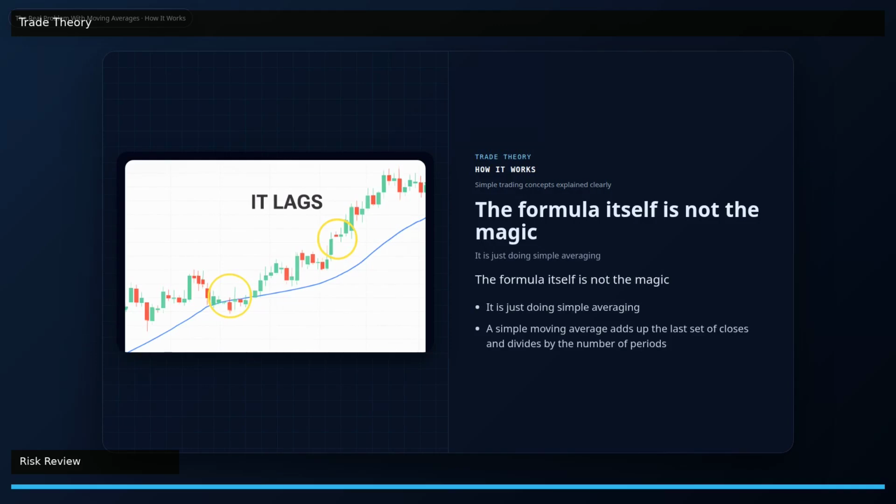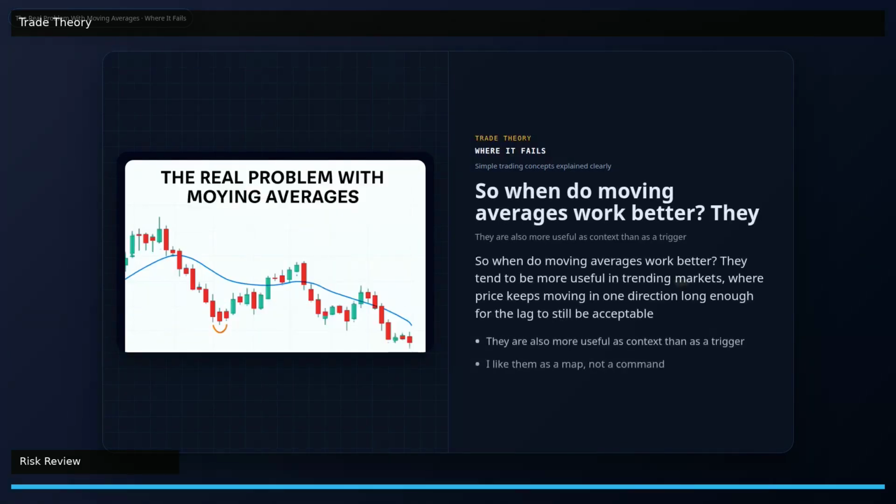So when do moving averages work better? They tend to be more useful in trending markets, where price keeps moving in one direction long enough for the lag to still be acceptable. They are also more useful as context than as a trigger. I like them as a map, not a command. When do they fail? They fail most in choppy, sideways markets, where price crosses the line over and over, and the average keeps changing its mind after the move is already over.